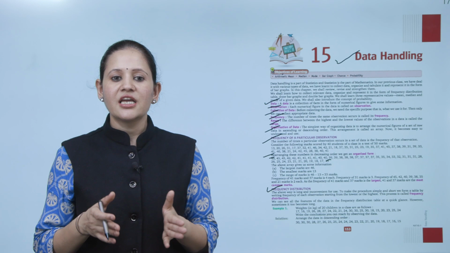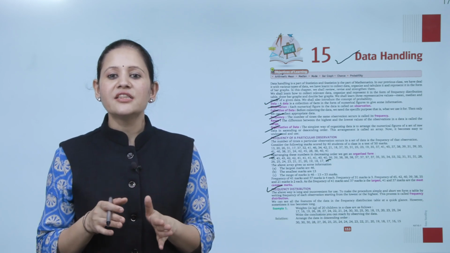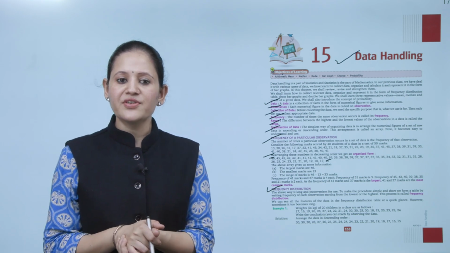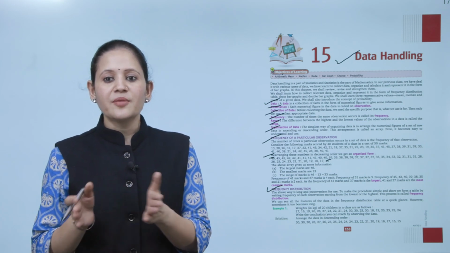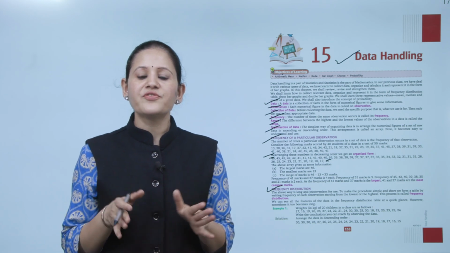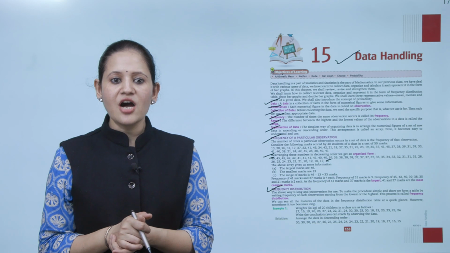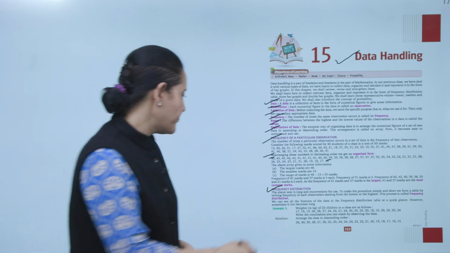Next is frequency distribution. The above way is long and inconvenient for use. To make the procedure simple and short, we form a table by writing the frequency of each observation starting from the lowest to highest. The process is called frequency distribution. We can see all the features of the data in the frequency distribution table at a quick glance. However, sometimes it too becomes long. Now we'll take an example here.